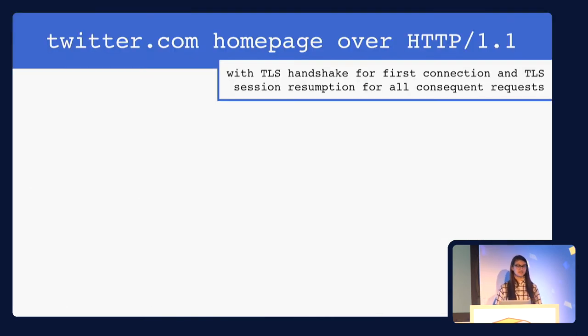Going back to our synthetic network calculations and assuming again that we're making the request to the Twitter homepage, now using HTTP 1.1 with TLS handshake for the first connection and TLS session resumption for all consequent requests.